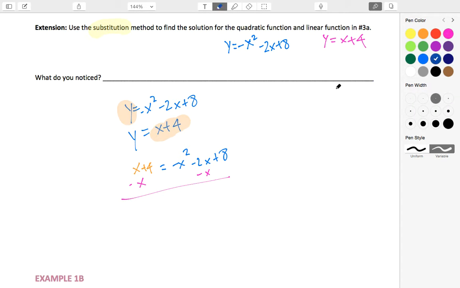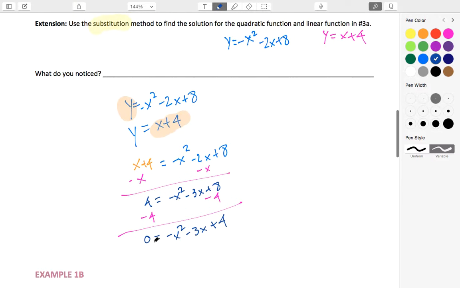And so then I'll get 4 is equal to negative x squared minus 3x plus 8, and then go ahead and subtract 4 on both sides as well, because we want to get one side equal to 0. So we get 0 equals negative x squared minus 3x plus 4, right? And so again, we're going to be problem solvers.